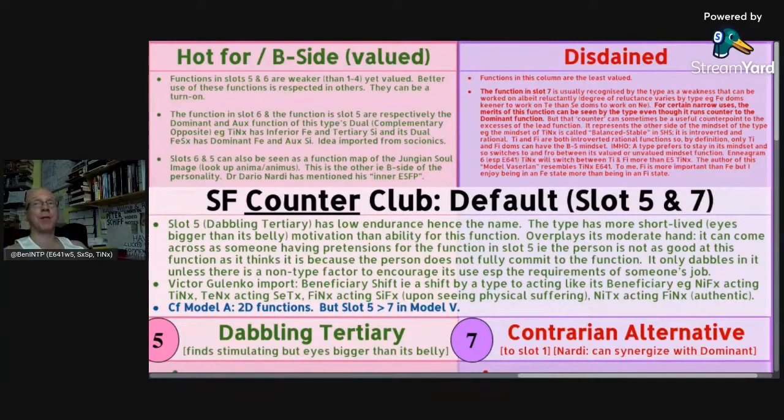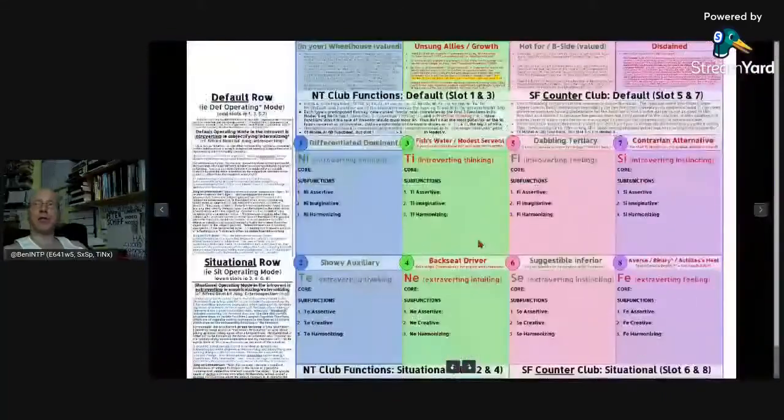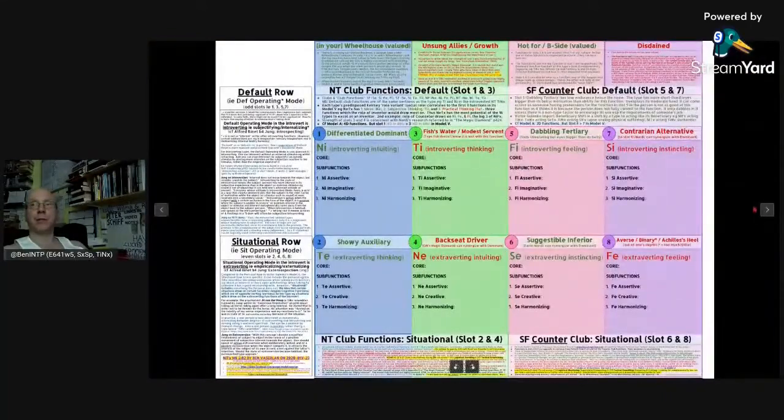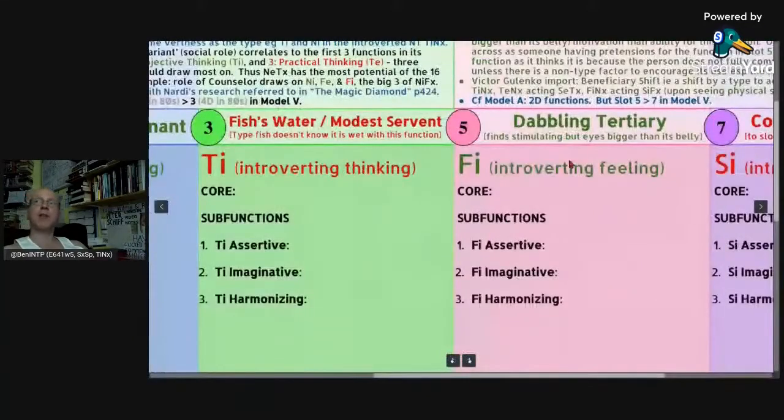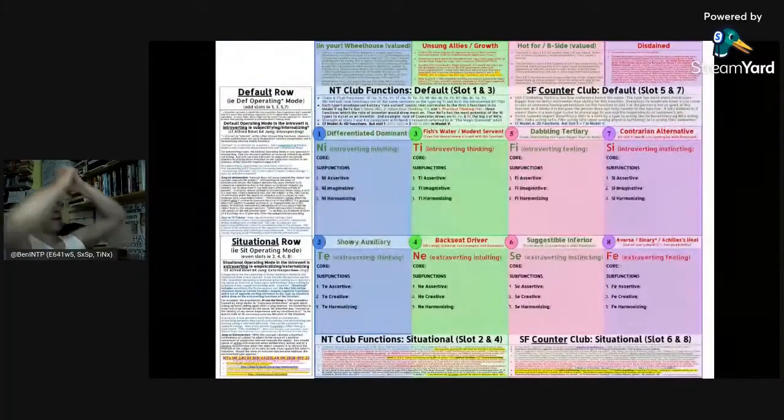Right, so that's the dabbling tertiary. Am I going to go over the subfunctions? Maybe a little bit. Right, and what else can I say about that? Yeah, eyes are bigger than its belly. So, how does this manifest?